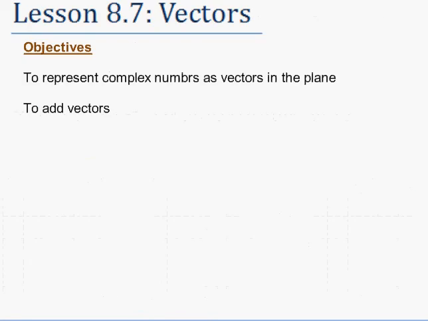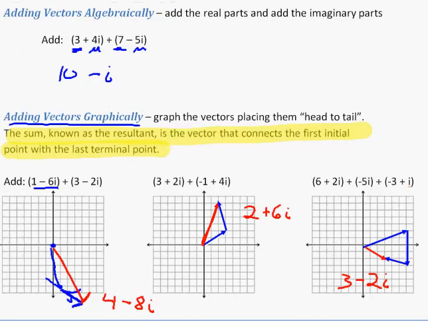Our objectives, again, are to represent complex numbers as vectors, and then add vectors. We can add vectors algebraically, which really is the easier way. Here we added algebraically. We added the real part and the imaginary parts. We also can add them graphically, which you do need to know how to do. And that finishes our chapter on complex numbers.